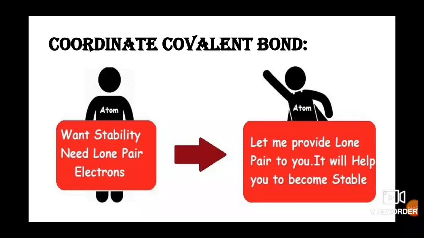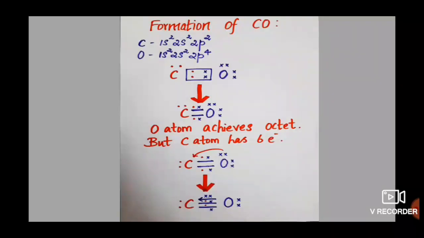Coming to the third category, that is coordinate covalent bond. It is like covalent bond, that is sharing occurs between two atoms, but one of the bonding atoms will provide the electron pair. Here, for example, we have formation of CO, that is carbon monoxide.